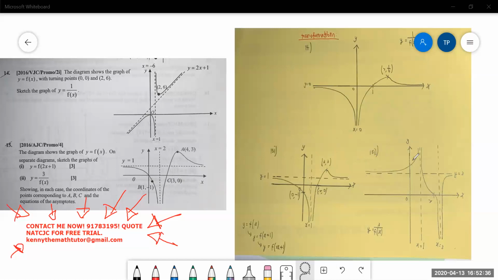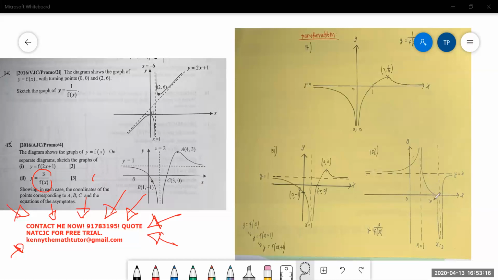Okay, so same thing. This is 1 over f(x) again now. It's just that after you're done drawing the 1 over f(x), you just have to multiply every single y coordinate by 3, right? Because 3 over f(x) is basically 1 over f(x) times 3, correct? Makes sense, right? Okay, so now let's proceed to understand whether she got it right or not.